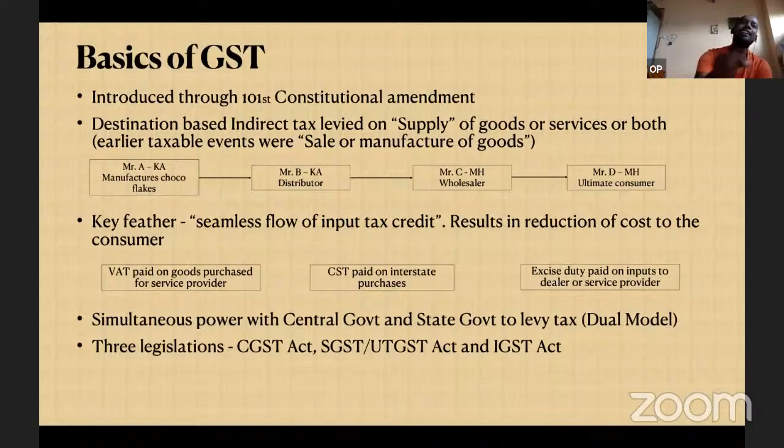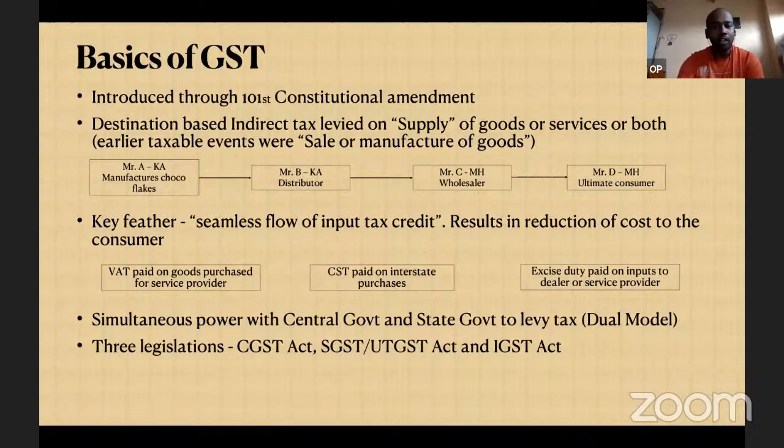It is not a tax that gets attracted on the basis of manufacture. It is a tax that gets attracted once there is any supply by any person to any other person. Then immediately GST gets attracted. Earlier, under the VAT, sale used to be the taxable event for VAT to be attracted, and for central excise, manufacture of goods was the trigger. Once any person manufactured the goods, immediately central excise liability used to be cast on that regular registered person.